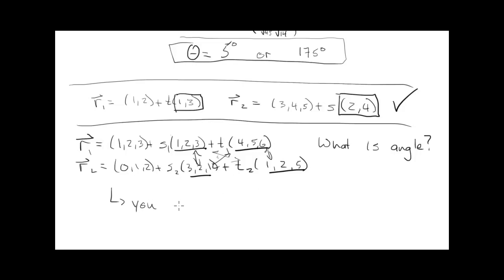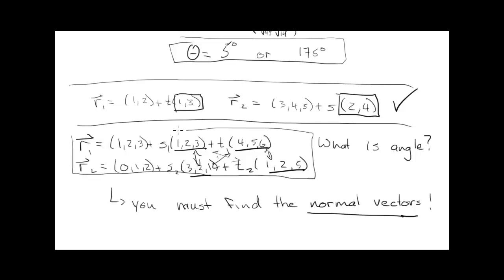You must find the normal vectors, and then find the angle between the normal vectors, the way we just did in that previous example. So the Cartesian equation of a plane is a little better for this, right? You can't do it with the vector equations, because there's too many direction vectors.